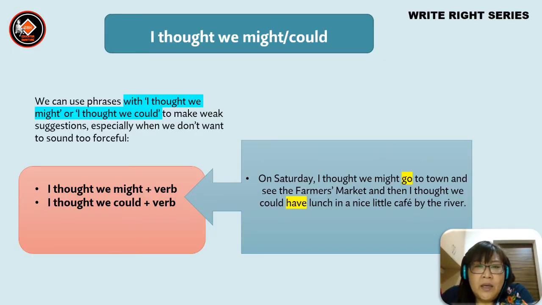Next we have, I thought we might, I thought we could. We use phrases like I thought we might or I thought we could to make weak suggestions, especially when we don't want to sound too forceful. So the structure: I thought we might plus verb, I thought we could plus verb. Let's look at the sample sentence here. On Saturday, I thought we might go to town and see the farmer's market. And then, I thought we could have lunch in a nice little cafe by the river.